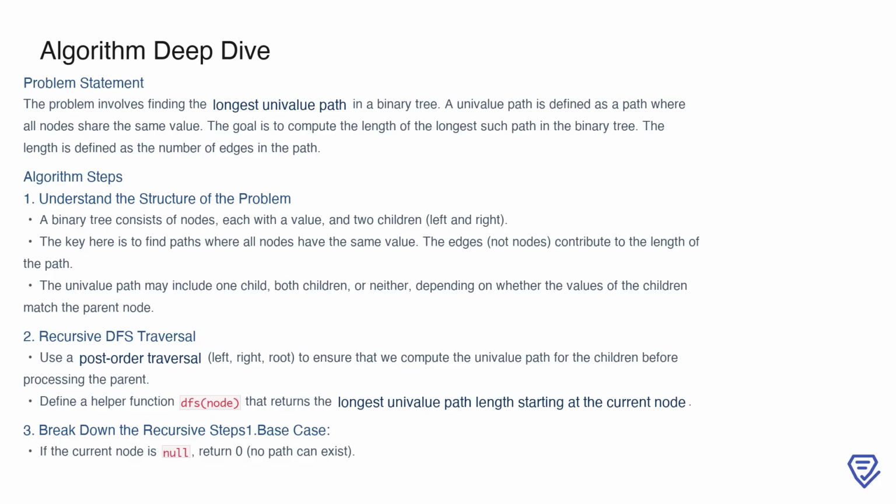To efficiently traverse the tree and calculate these values, we use a recursive depth-first search, specifically a post-order traversal. This ensures that we process the children of a node before using their results to compute the path for the parent. A helper function, DFS(node), will be defined to calculate the longest univalue path originating from the current node, allowing us to build the solution recursively.